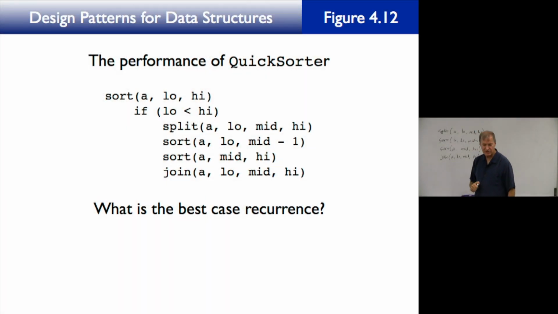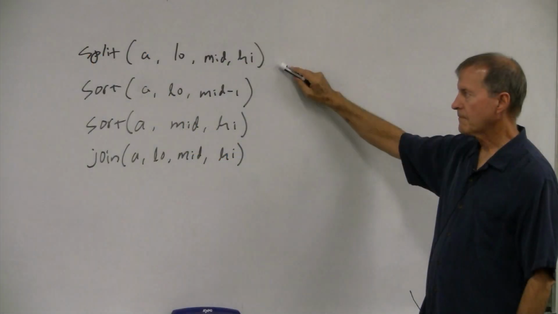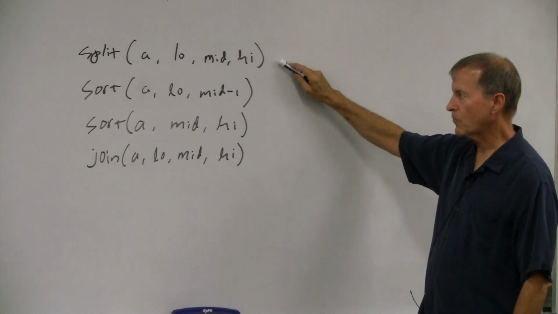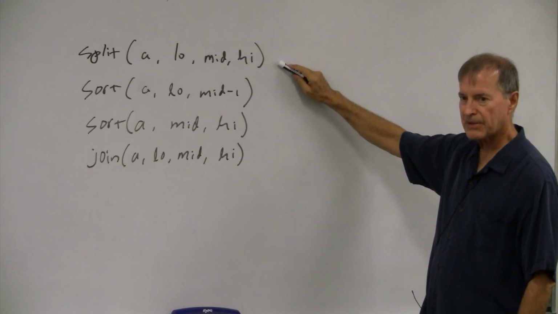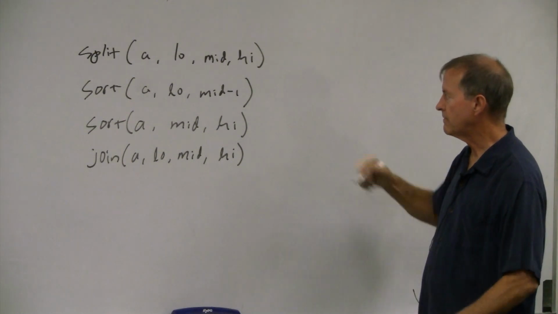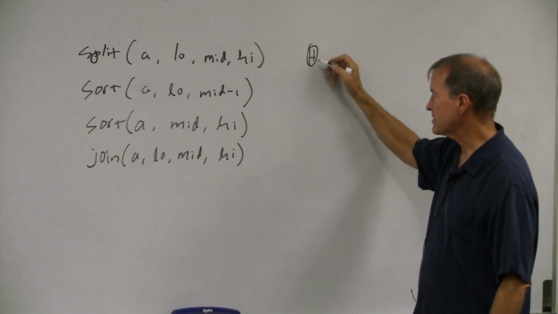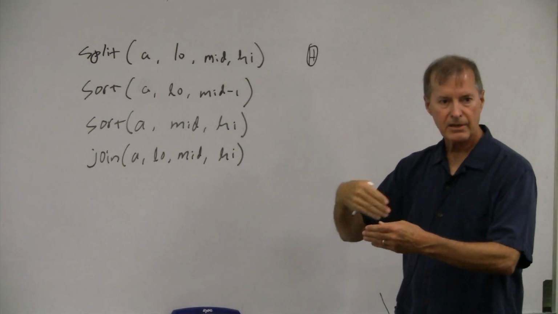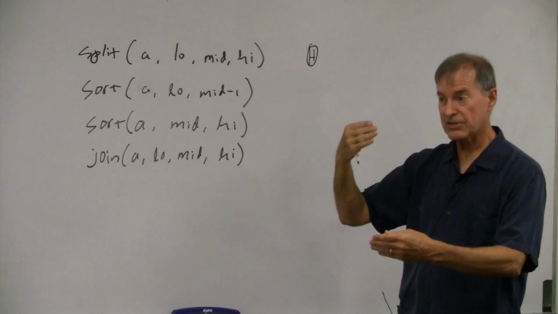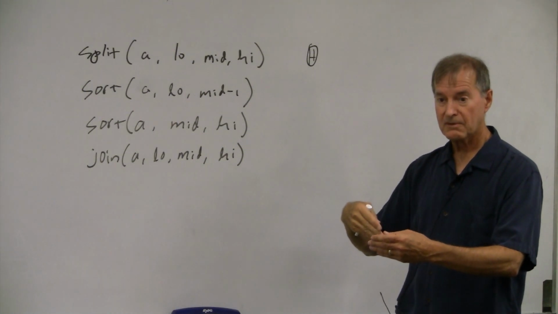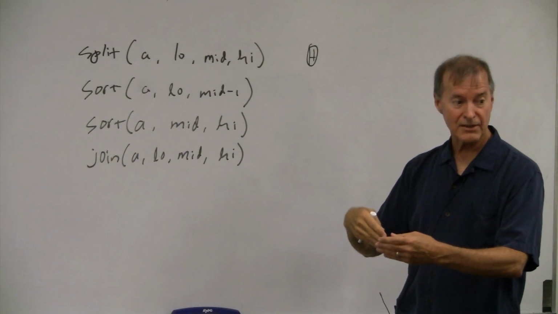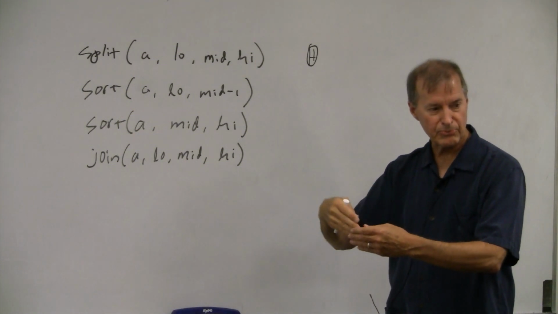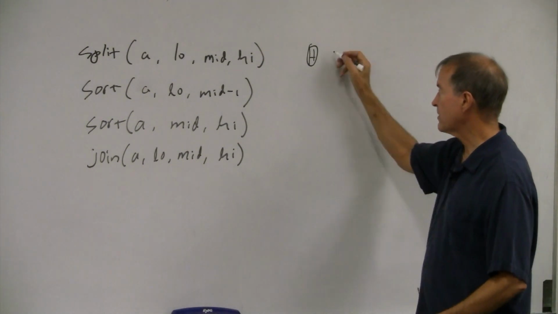So here's my first question: what is the best case recurrence? Now look here. In the best case recurrence, how does the split behave, what's the big theta of the split? This is going to be best case now. What does the split have to do? Is it big theta of 1? Yes or no? The answer is no, it's big theta of n. Why? Because it has to go in a loop, switching elements. So this one's big theta of n.